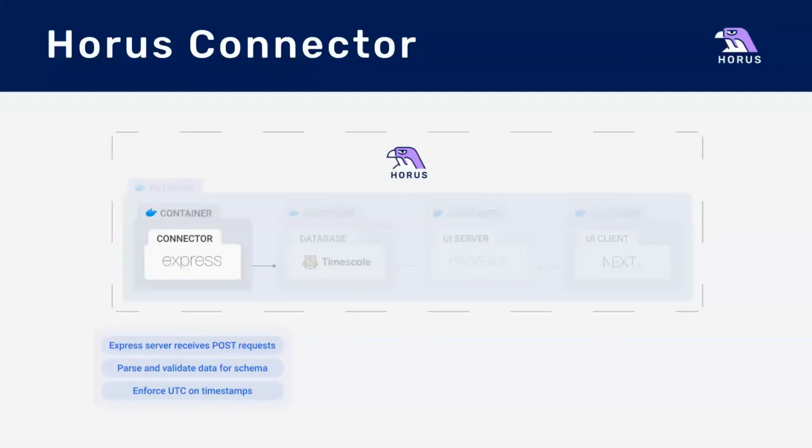What this connector does is parse and validate data for the schema. So it parses that data coming in and validates it. On top of that, when it comes to the dates, it enforces UTC on the timestamps. The purpose of this is to make sure that the times are always in the same time zone, which will then allow us to associate metrics with traces.